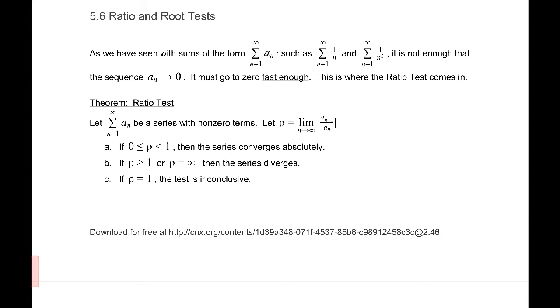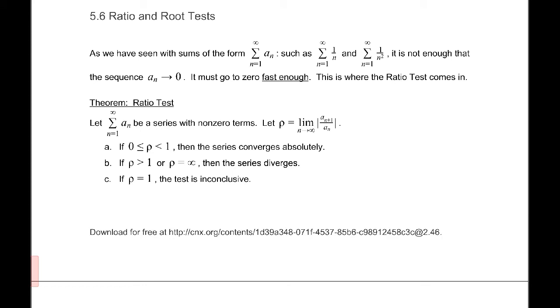So 1 over n squared converges, it's a p series, and 1 over n is harmonic, and it diverges. And it's also a p series. But there's a slight difference in the exponent, right? 1 versus 2. So it has to go to 0 fast enough. So the ratio test helps us determine how quickly the ratio of successive terms are coming together, and hence if they are convergent.